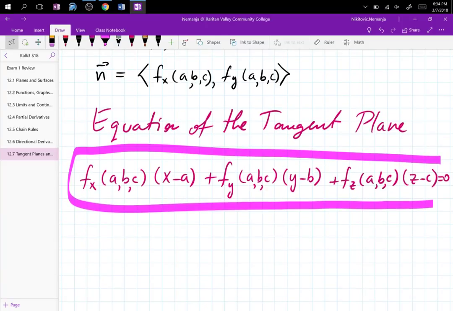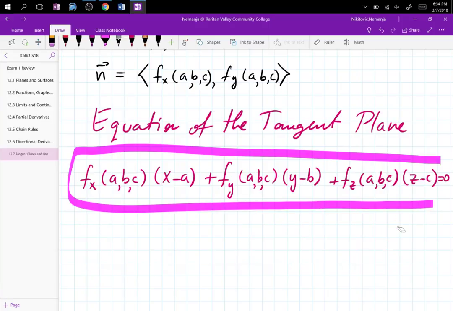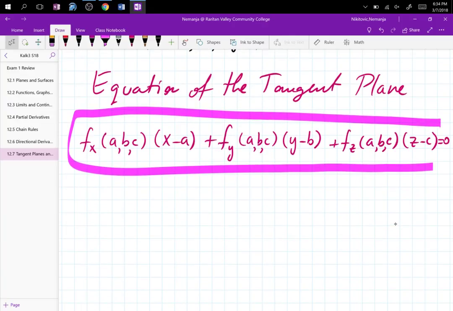And if you simply look at this, you have your partial derivatives computed at the point of interest, and then the rest of the stuff, x minus a, y minus b, and z minus c, is the standard form from your previous calculations for the plane, right? So let's take a look at our previous example.